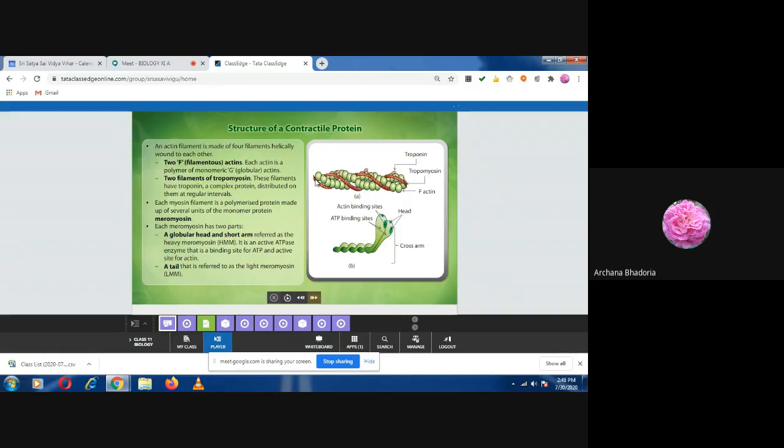Now try to see, these green structures are made of globular units, these are the F actins. And then this rope-like structure which is red colored, these are the tropomyosin. So these filaments have troponin, a complex protein distributed on them at regular intervals. Can you see this one? At regular intervals you find a complex protein troponin present. Three globular units make up one troponin. Could you understand everyone?